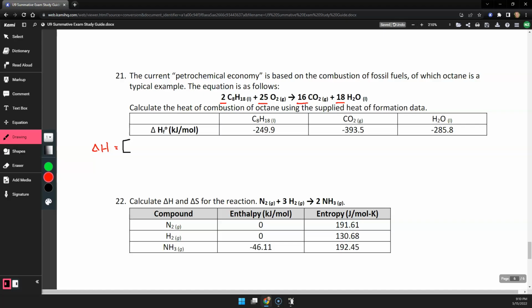So we have 16 moles of our CO2, and CO2 is negative 393.5. Actually, that should probably be in parentheses. Plus, we have 18 moles of H2O. H2O's value is negative 285.8. So that's our products. Now we're going to do the same thing for the reactants. So we have 2 moles of C8H18. So 2 times negative 249.9.